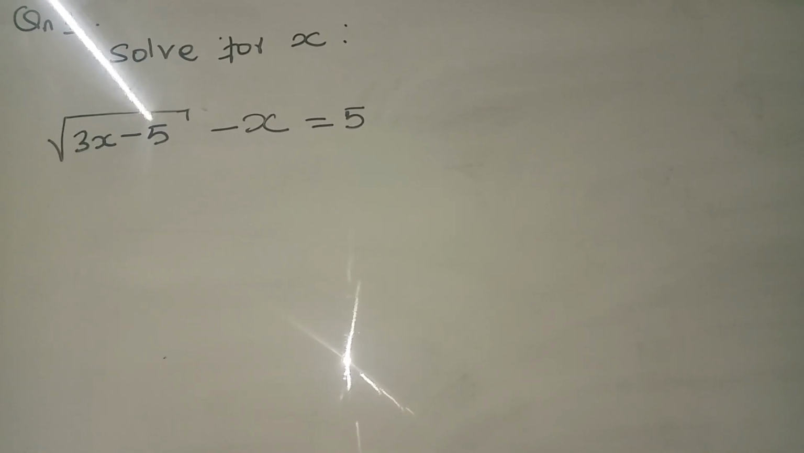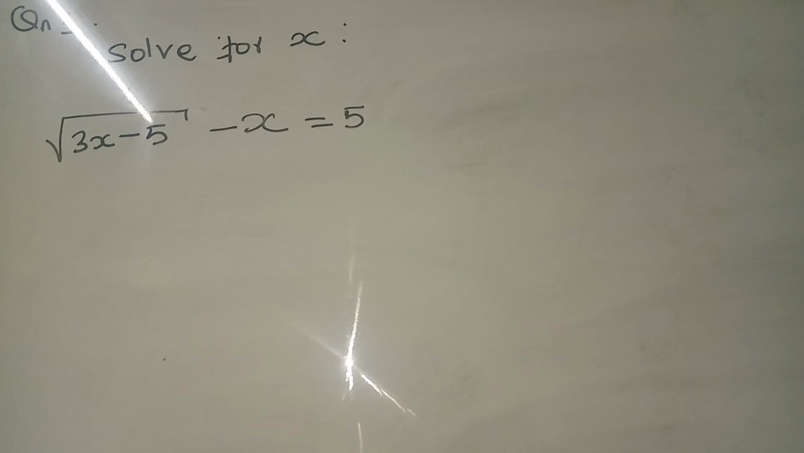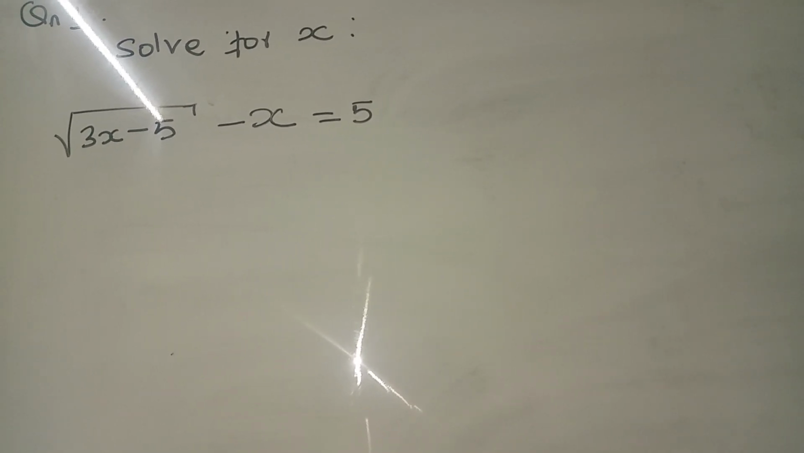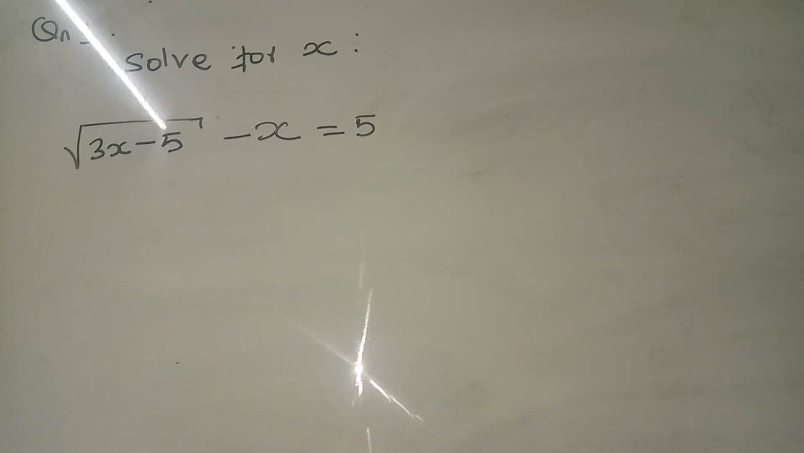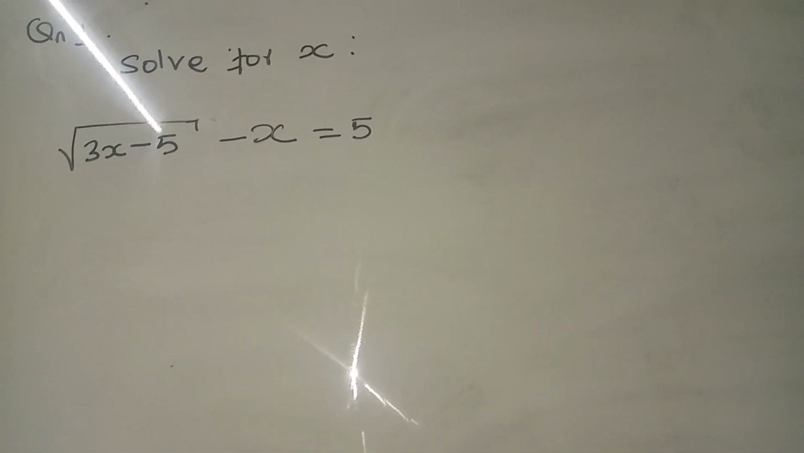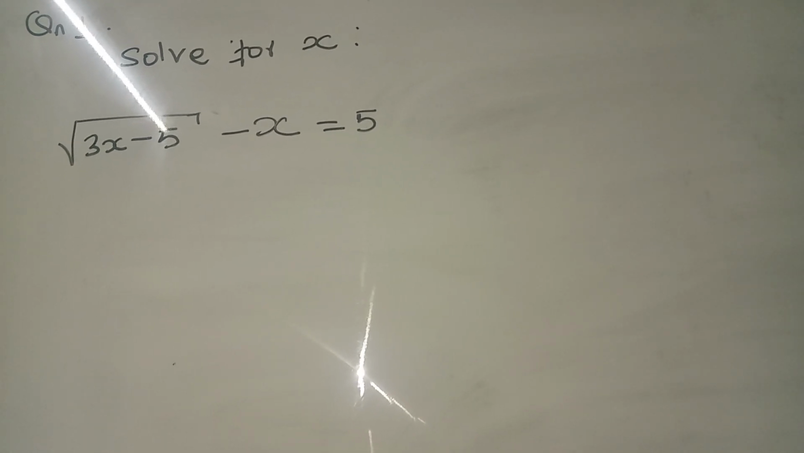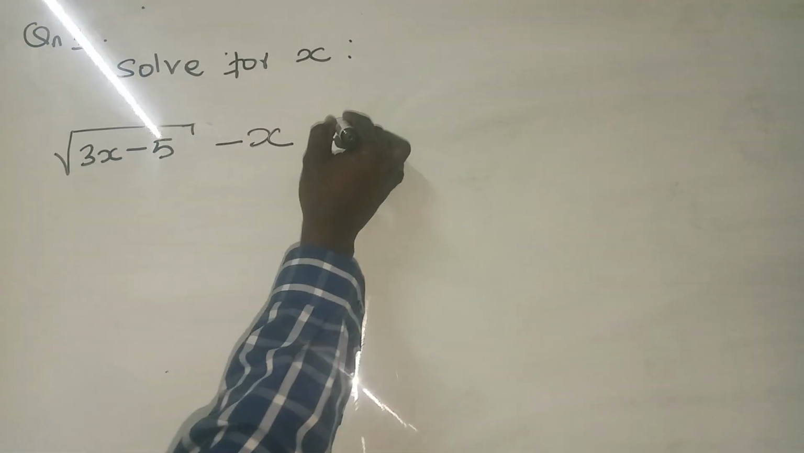So today we are going to continue with our algebra. This question, which has been written on the board, comes from question 1 in the examination paper for the National Senior Certificate Mathematics, paper 1. The question is: the root of 3x minus 5, minus x, is equal to negative 5.